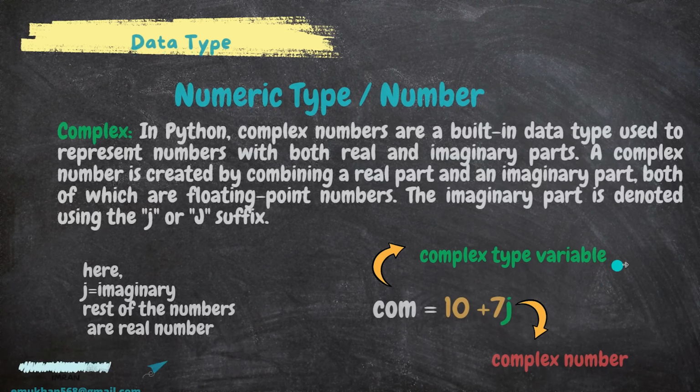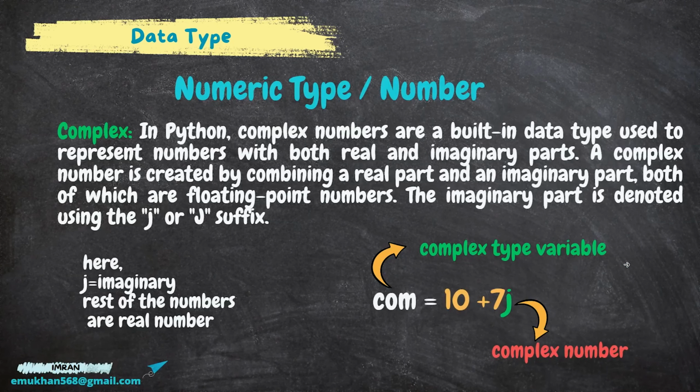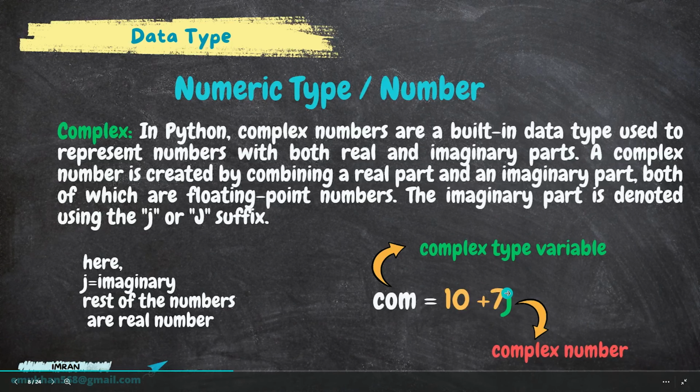And lastly, complex numeric type. In Python, complex numbers are a built-in data type used to represent numbers with both real and imaginary parts. Here J is the imaginary number, and we use j or capital J as a suffix. So we have to think about complex numbers; that is very important.